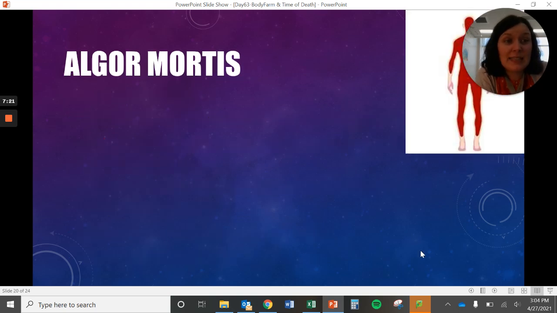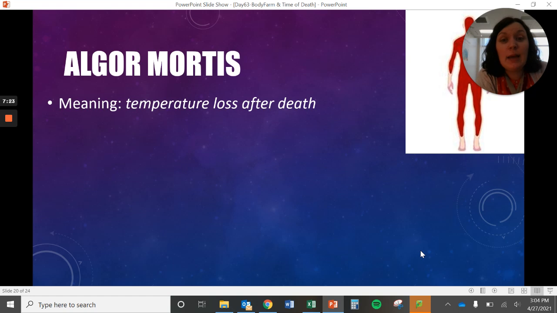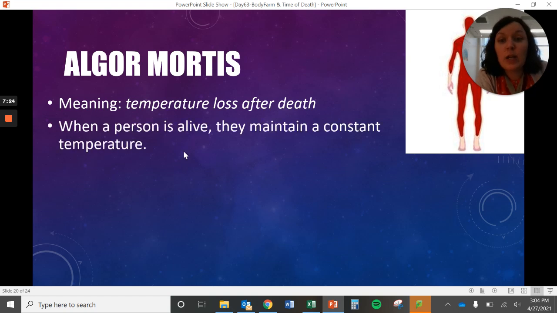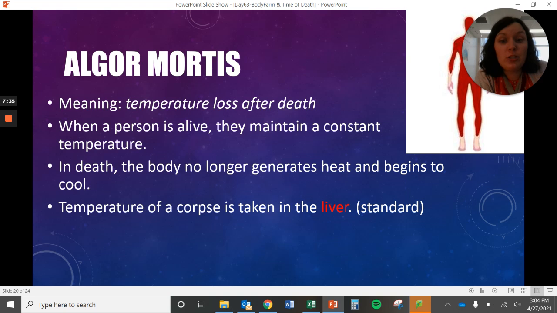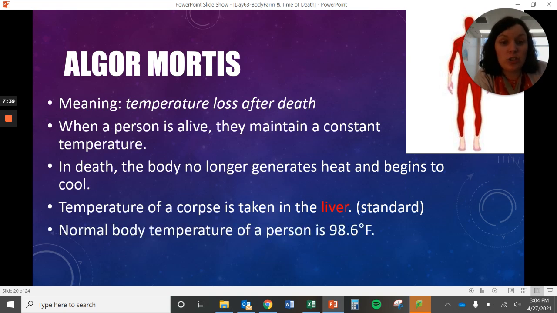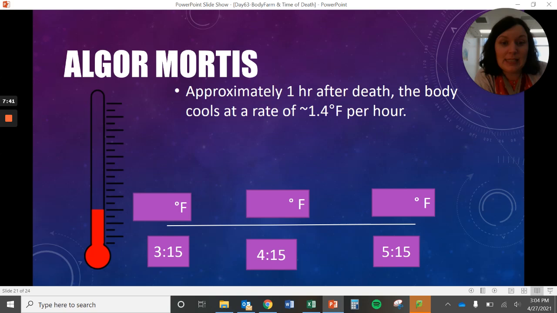Okay, the last one we're going to talk about is algor mortis. This is the temperature loss after death. So when a person is alive, they maintain a constant temperature, and after they die, they no longer can generate heat, so it begins to cool down. So temperature in the corpse is taken from the liver, so we have an internal temperature. Normal body temperature is 98.6.